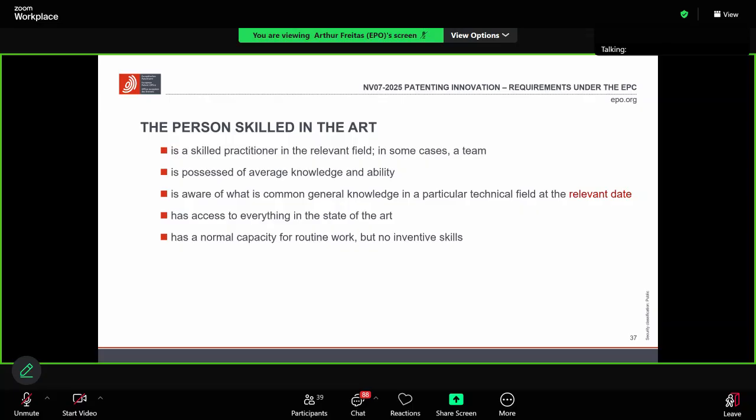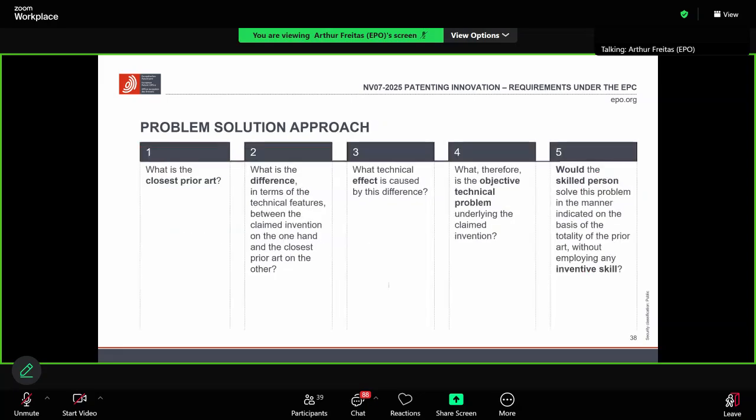So everything that's routine work, the skilled person would arrive at. Everything that requires an inventive step, the skilled person would not arrive at. The skilled person is devoid of inventiveness, and that's very important when we're assessing inventive step. So think about the skilled person as an average engineer in the field who would know all the tools that are needed for the job, let's say all CAD software, but would not have a flash of genius, if you will.